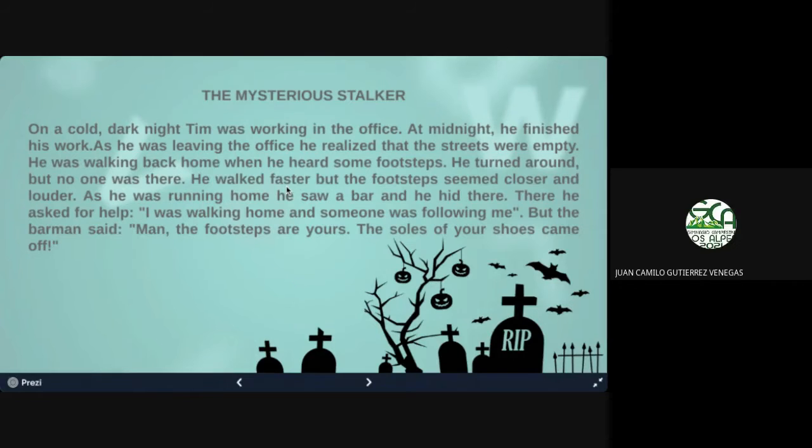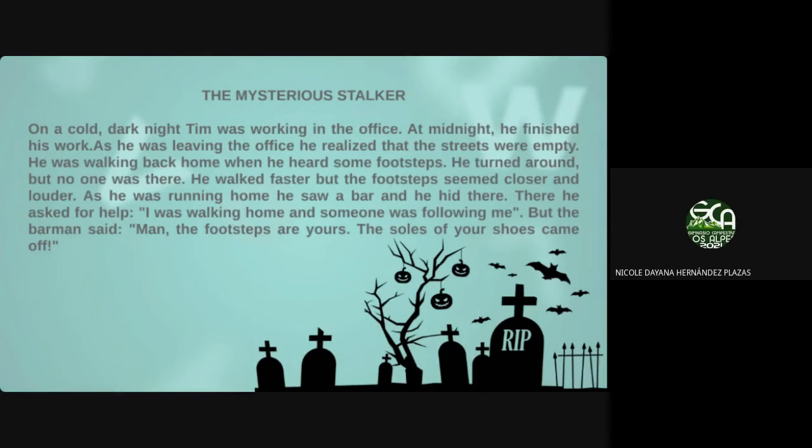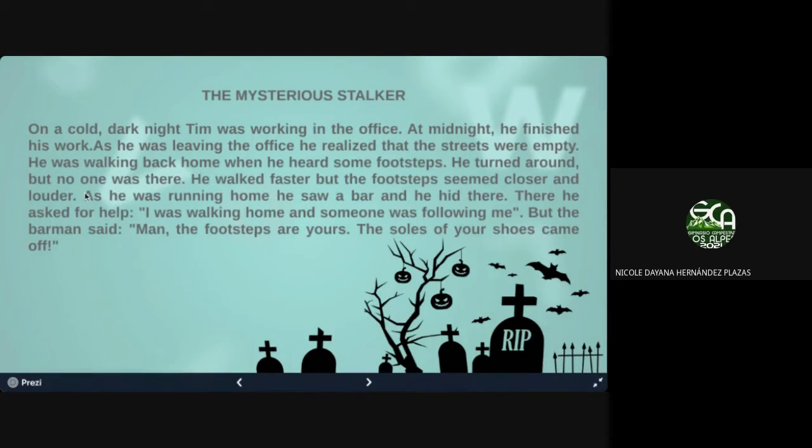Simple. He walked faster, but the footsteps seemed closer and louder. Simple or continuous? Simple, easy peasy. So there is no action that interrupts. There is no action being interrupted, and you just have this action. He decided to walk faster because someone was chasing him. So let's continue. Take a look at this part. As he was running home, he saw a bar and he hid there. Simple or continuous, guys?